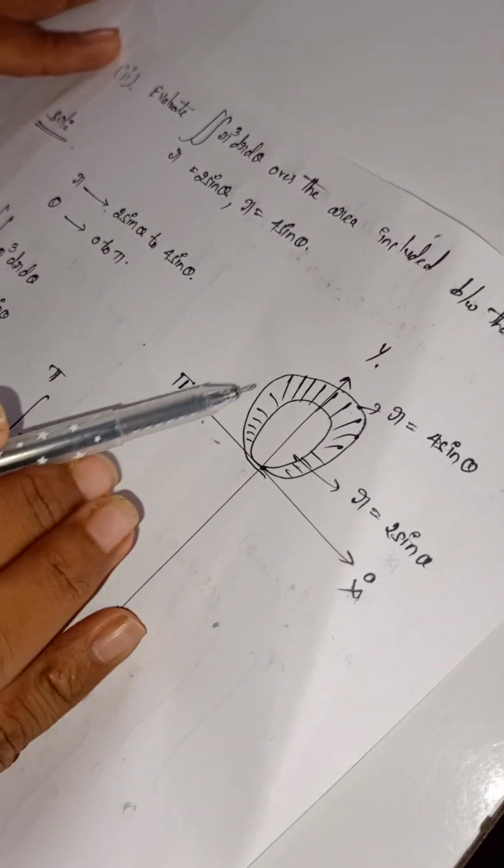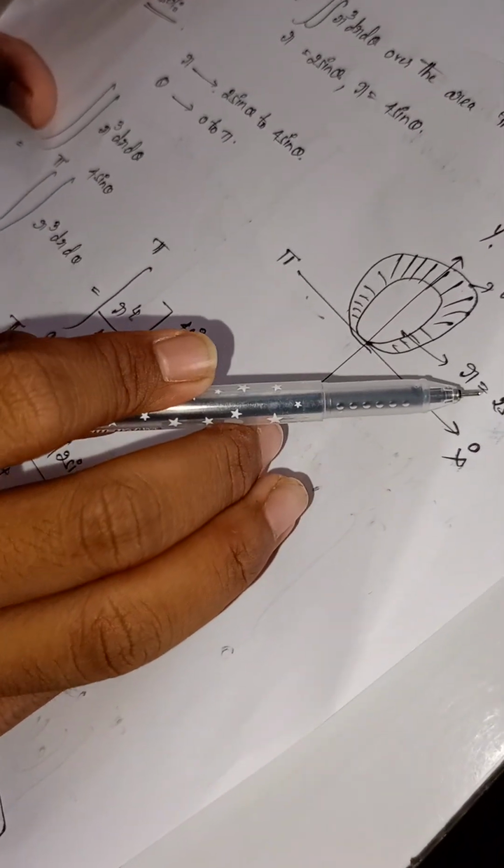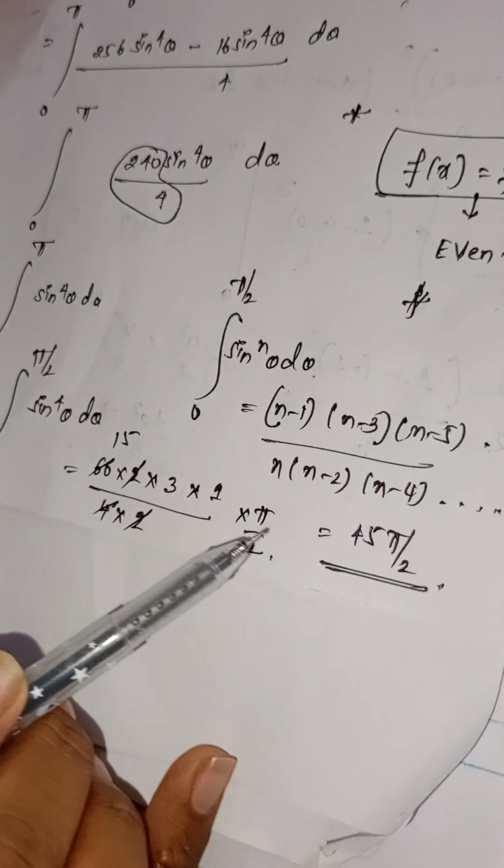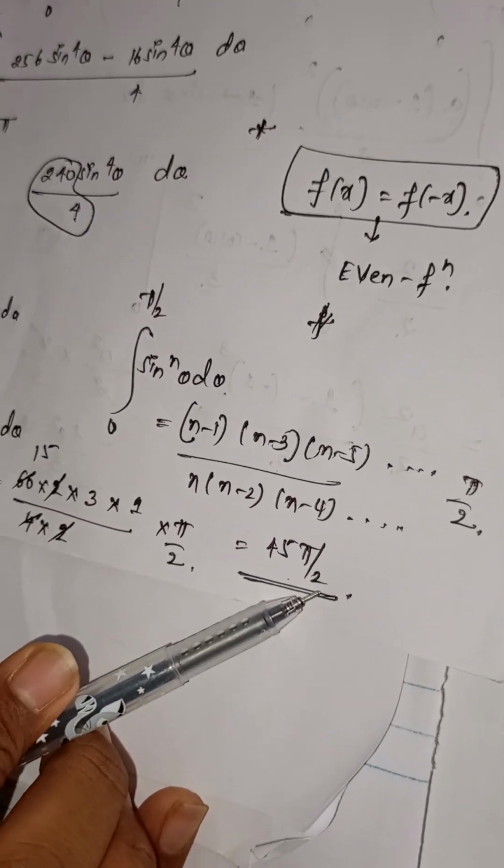So whatever the area we have between r = 4 sin theta and r = 2 sin theta, that value is 45 pi by 2. Thank you.